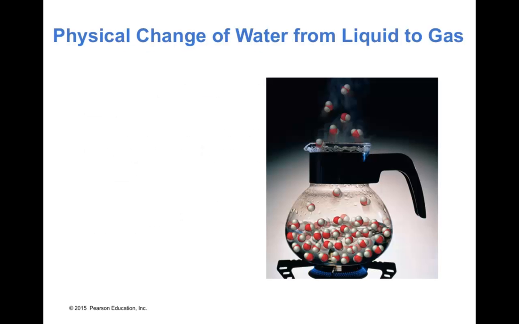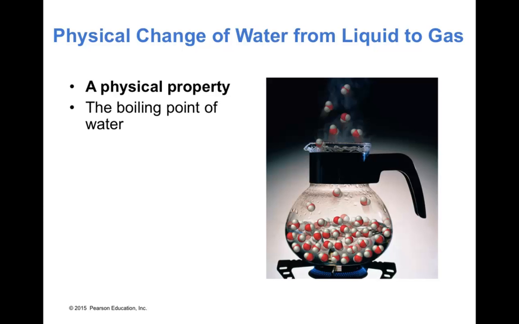An example of a physical property is the boiling point. The boiling point is the temperature at which a liquid is transformed to gas, but the composition is still the same. Boiling is a physical change because it's the process to go from liquid to gas. The temperature at which this process occurs is a physical property, the boiling point.